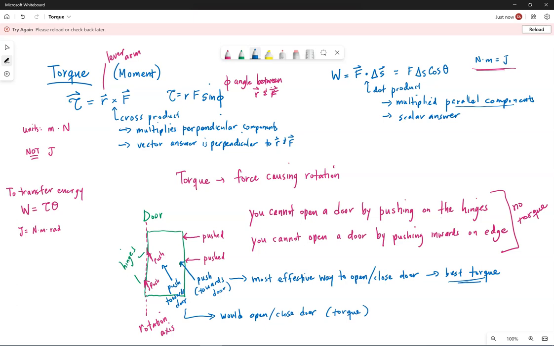Okay. Torque depends upon where we apply the force and how, meaning relative to the door. So if you remember, pushing inwards on the edge was different. I can't open or close the door by pushing in towards the hinges on the edge, but if I push on the edge towards the door, then I am most effective at opening or closing the door. So how the force is applied is important.